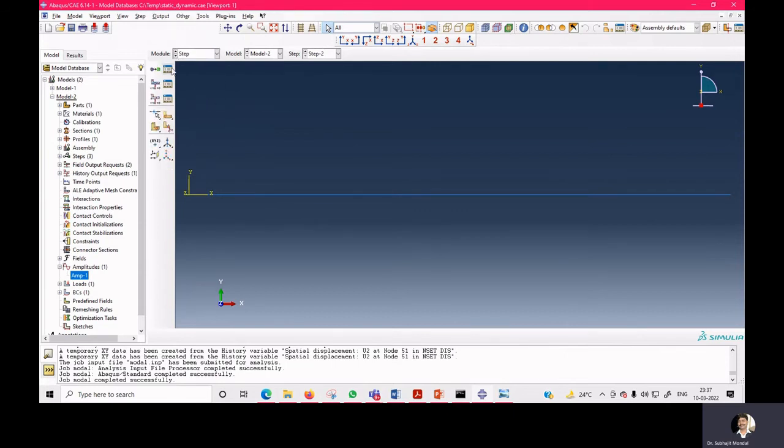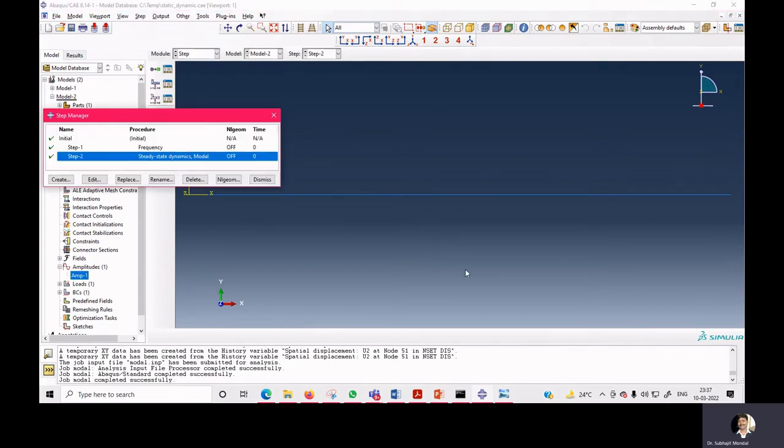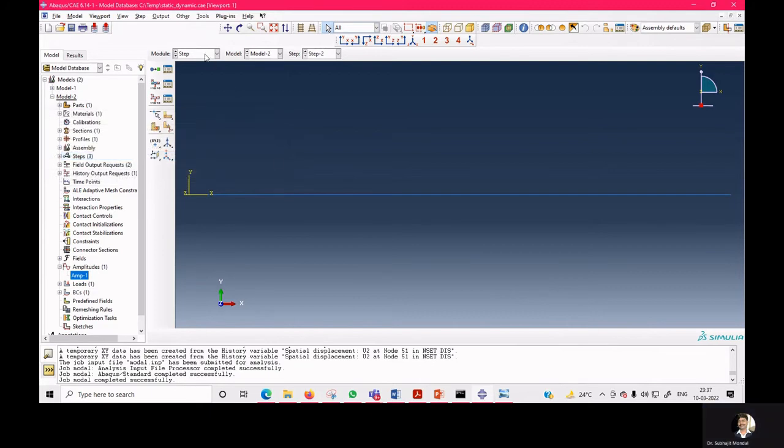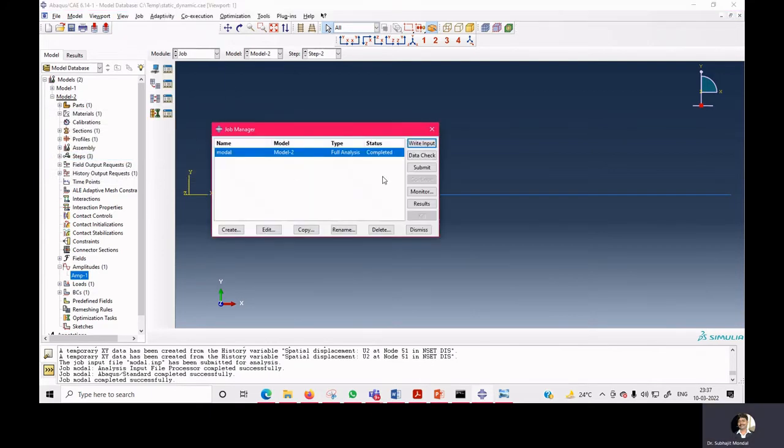In the steps, the first step we have performed is frequency analysis, and the second step we are performing is steady state dynamics, which is modal in nature. Now we are going to submit the job, that is your FSD, and we are going to see how the displacement is coming.